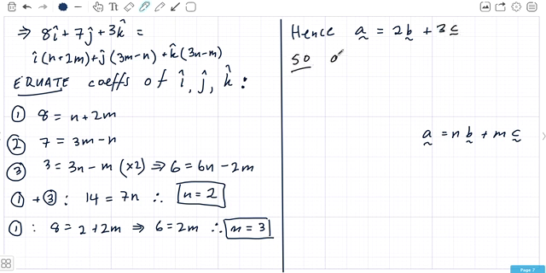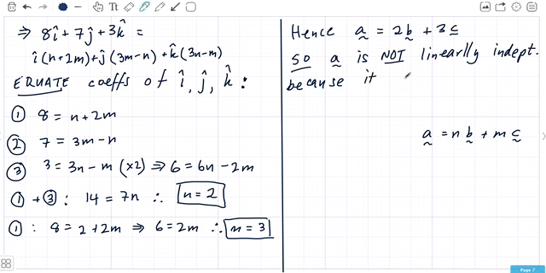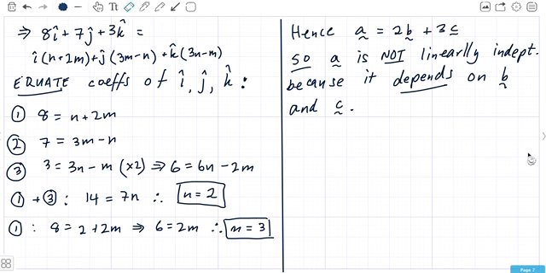So a is not linearly independent. I'll just put indept because it depends on b and c. So its construction depends on what b and c are, in which case it's not independent from those two other vectors, and as a result it's not linearly independent. Okay, so that's the idea with linear independence.